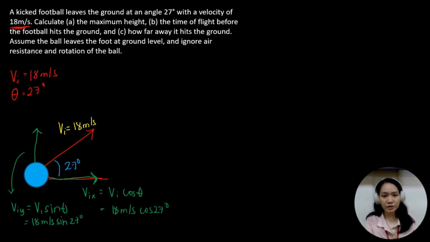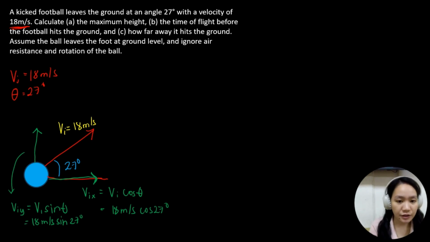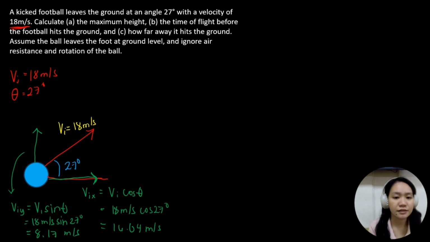You can pause the video to solve for the x and y components. And the answer is, for the x component, we got 16.04 meters per second. And for the y component, we have 8.70 meters per second. Kindly check your work if you got the same values. All right. Now, we have the x and y components.